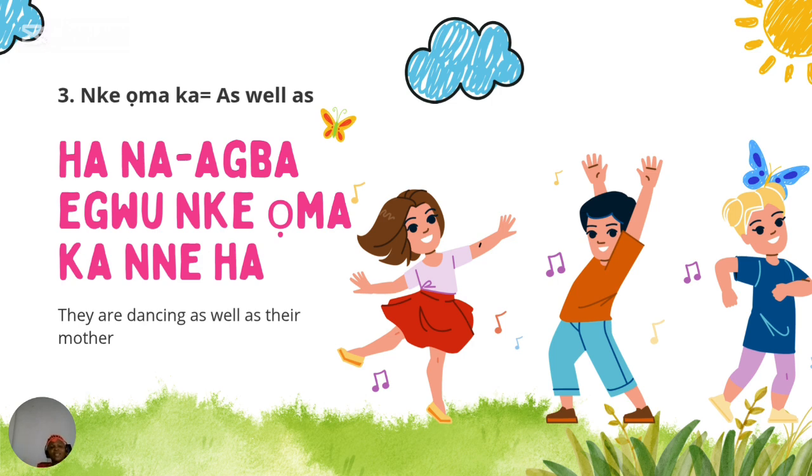Now let's read our sentence in pink. Ha na-agba egwu nke ọma ka nne ha. It means they are dancing as well as their mother. Even though we didn't see their mother here, maybe we know their mother, and we know how well she dances. Ha na-agba egwu nke ọma ka nne ha. Okay?